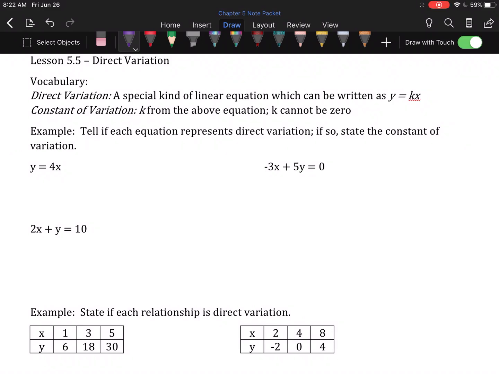Direct variation is a special kind of linear equation that can be written as y equals kx. So y equal sign, number times x. The equation may not start off like that. We may have to move the x stuff to the other side, but that's all that can be there when we're done. There cannot be a plus or a minus sign. There cannot be an extra number dangling on. It must be y equals some number times x.